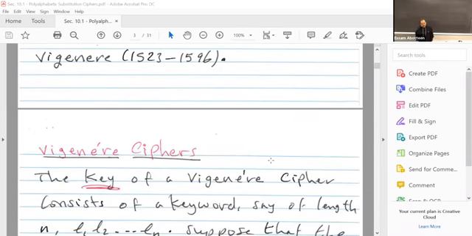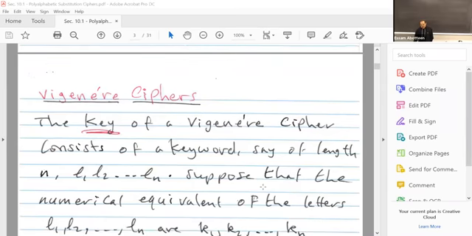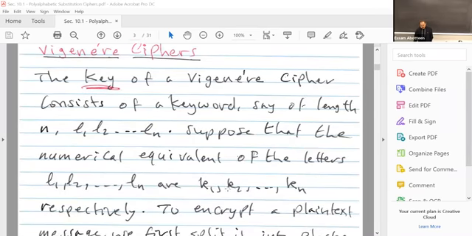The key of the Vigenère cipher consists of a keyword. So we choose a keyword, say of a given length n, which consists of letters L1, L2, up to Ln, and I'm going to assume these are letters in the English language. And suppose that the numerical equivalents of these letters are K1 up to Kn.